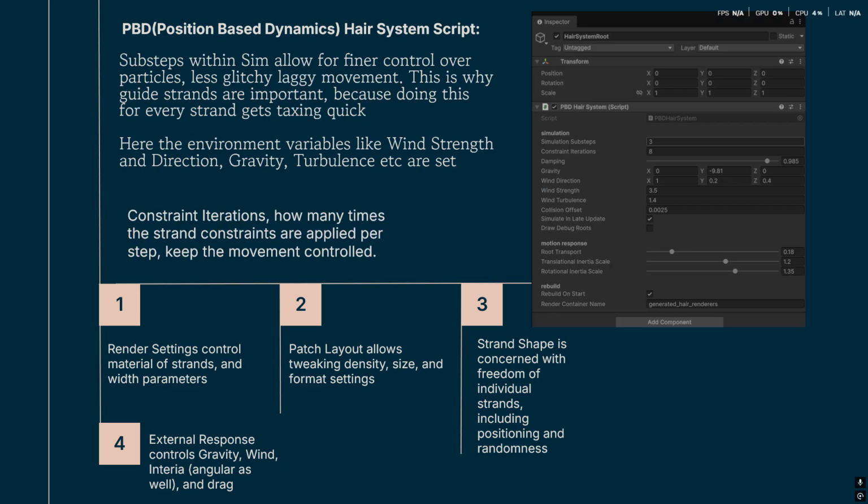And this is just the hair system script that controls the total character. Basically, it's the direction of the wind, the strength, the turbulence, the larger environment factors that are taken into account at each patch. So each patch looks at this for the wind direction, the strength, and stuff like that. And also, a super important part is the simulation substeps and constraint iterations.